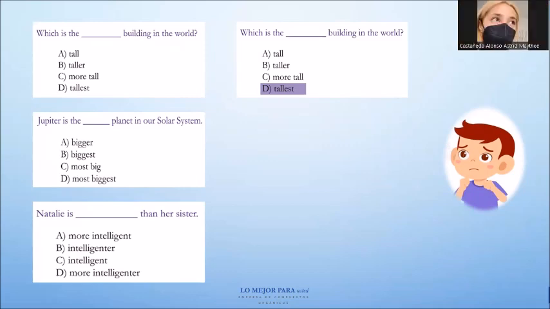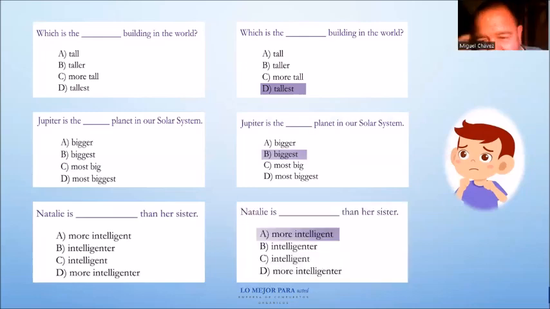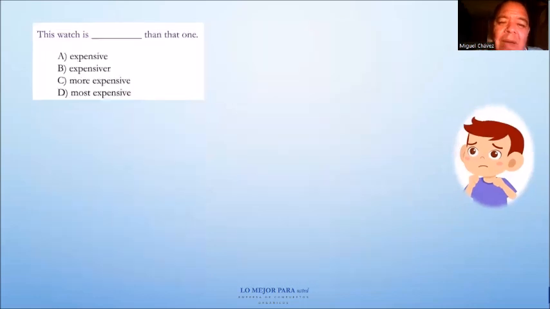Jupiter is the biggest planet in our solar system. Okay, Astrid. Yes, the biggest. Yes, you're right. Thank you so much. Okay, the other one, please, is a long adjective. Natalie is more intelligent than her sister. Yes, you're right. More intelligent. Thank you. The last one, please.